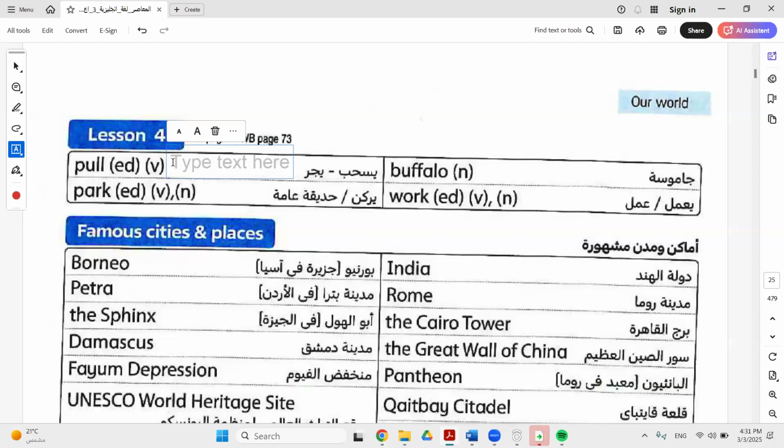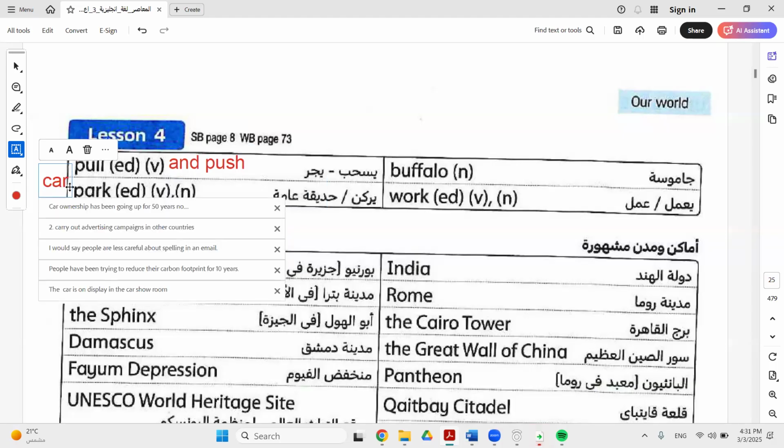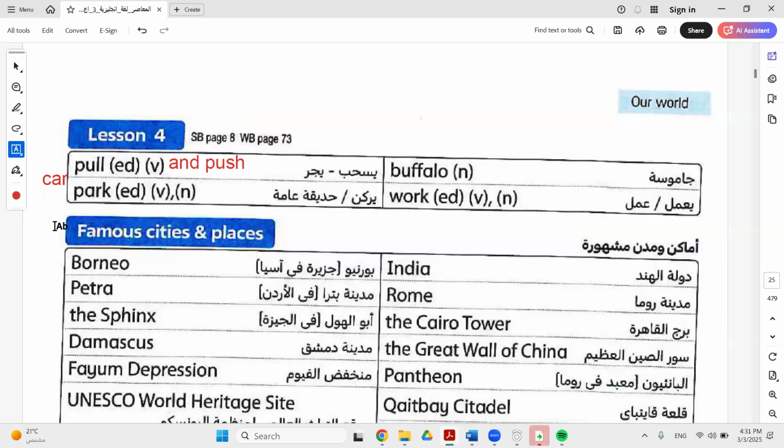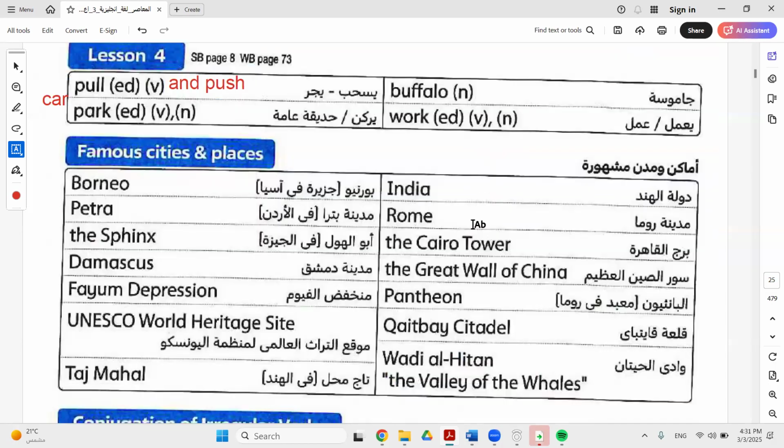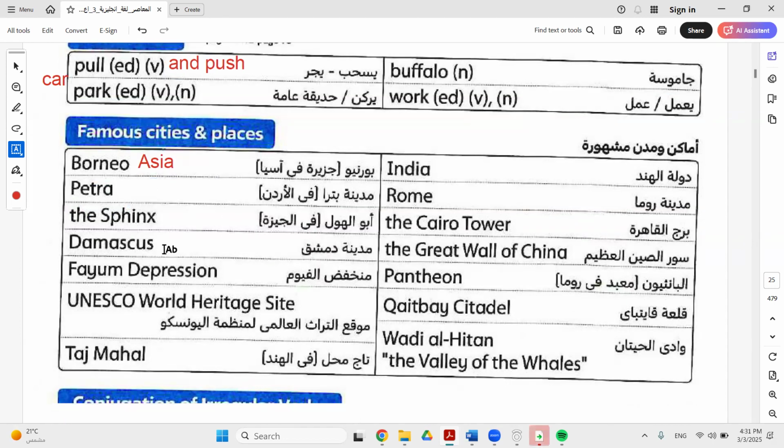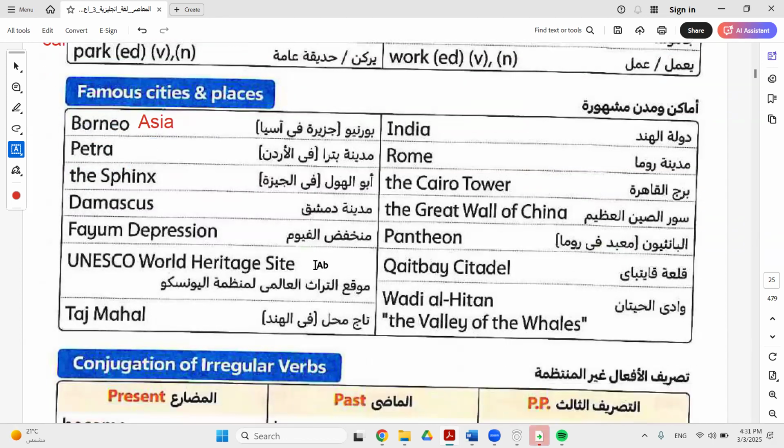Pull and push. We usually see these signs on the words pull and push. Park, I mean park like car park. This is not a car park. In Egypt, they usually fight in the streets because of parking the cars next to the houses. Buffalo, we have to work, okay? Borneo, this is a place in Asia. مشهورة بالrainforest. Petra, this is in Jordan. The Sphinx. All right, the places.